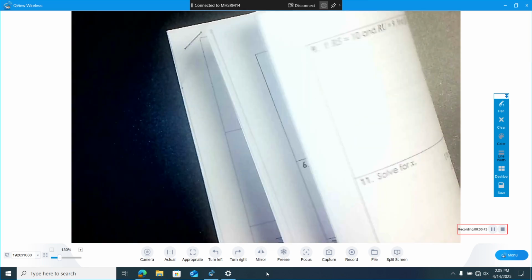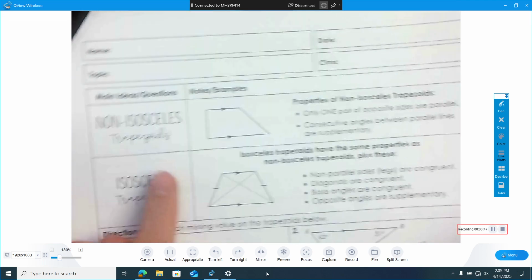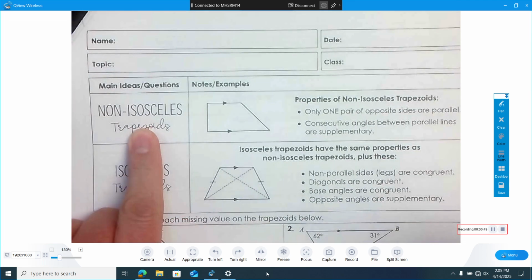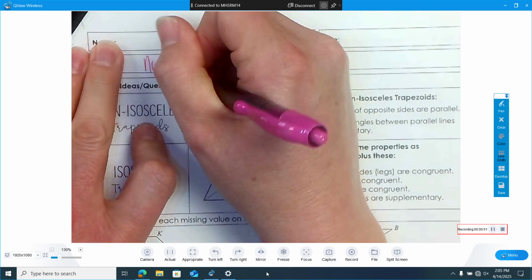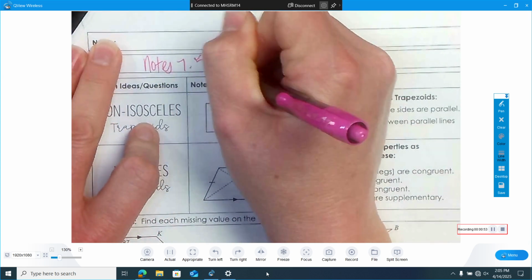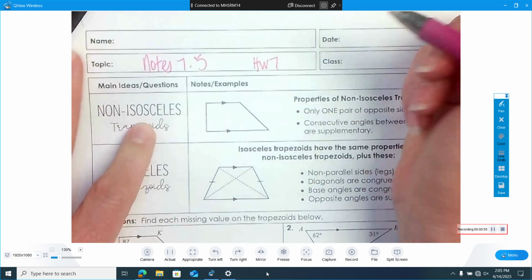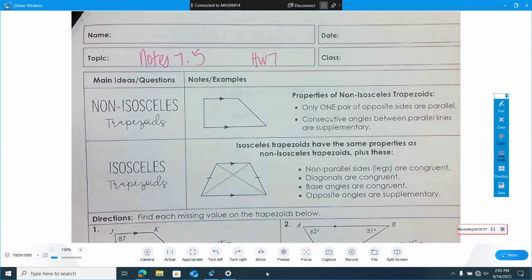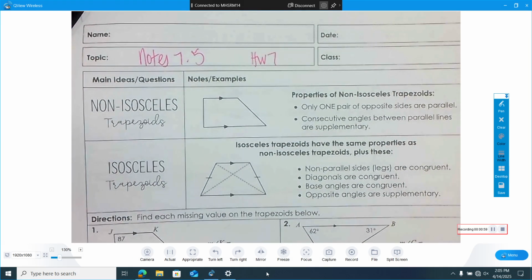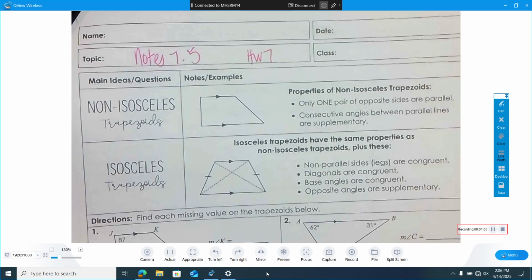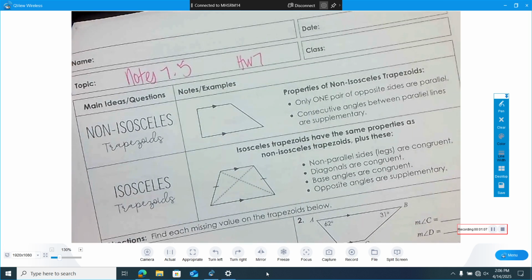In your notes, we are on 7.5, which is right here, not the thing that I asked you to pick up. This is notes 7.5. The notes that I had you pick up, I forgot to get copied and put in here, so that's why they didn't make it in the packet on accident.